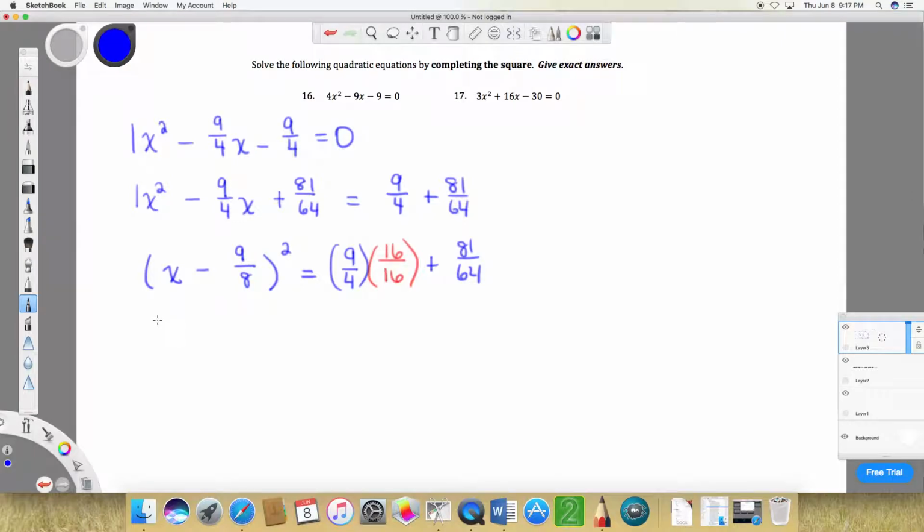So on the left-hand side, I have x minus 9/8 quantity squared. And over here, I have a common denominator of 64. And so then I have 9 times 16, which is 144, plus 81, which is 225.